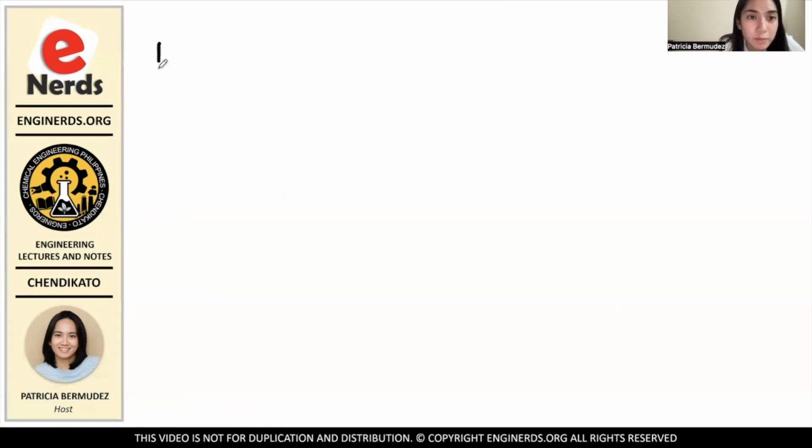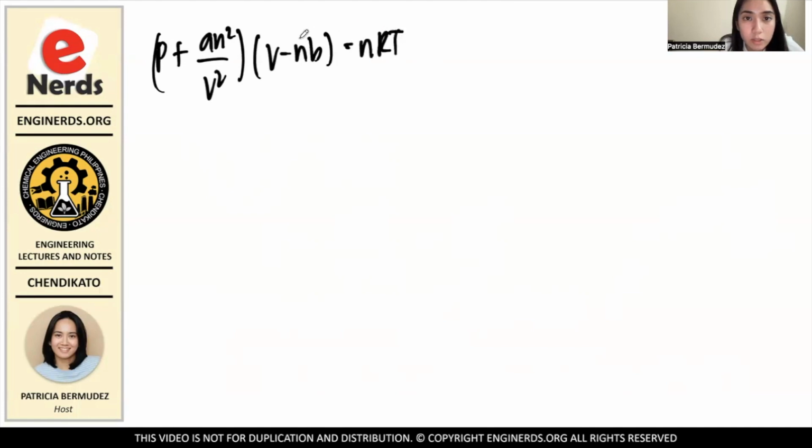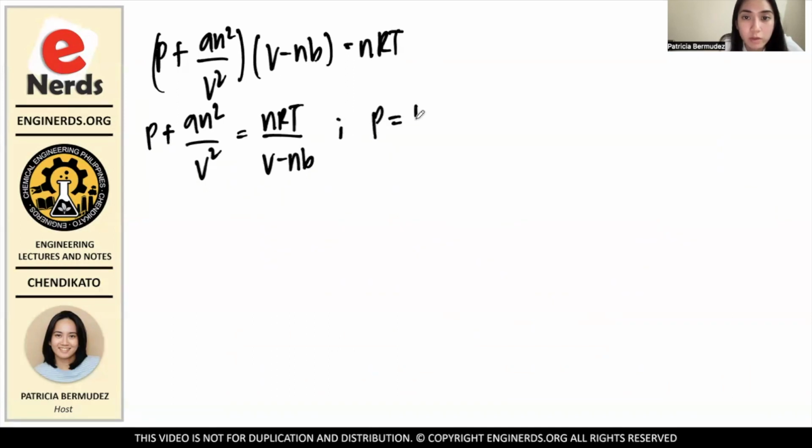So now if you want to isolate the pressure, we just have to make it the subject of the equation. So P plus AN squared over V squared times V minus NB is equals to nRT. Ito, multiplier yan. So we have to transpose it to the other side. Magiging divide. So therefore, P plus AN squared over V squared will be equals to nRT over V minus NB. And then, transposing this to the other side, yung plus magiging minus. So pressure is therefore equals to nRT over V minus NB minus AN squared over V squared. And that is your Van der Waals if you want to find the pressure.